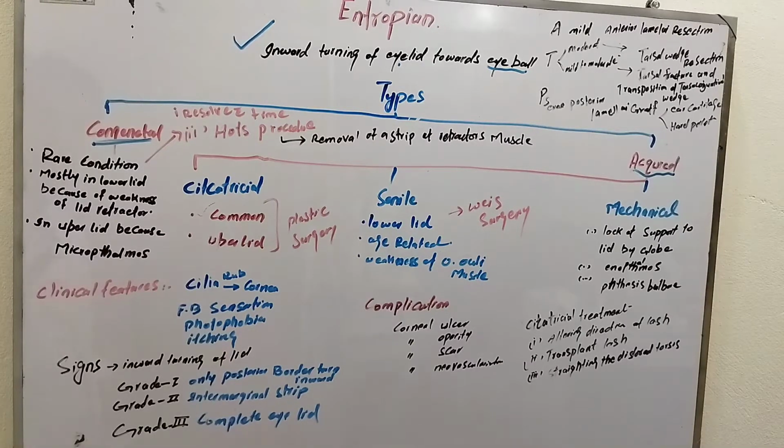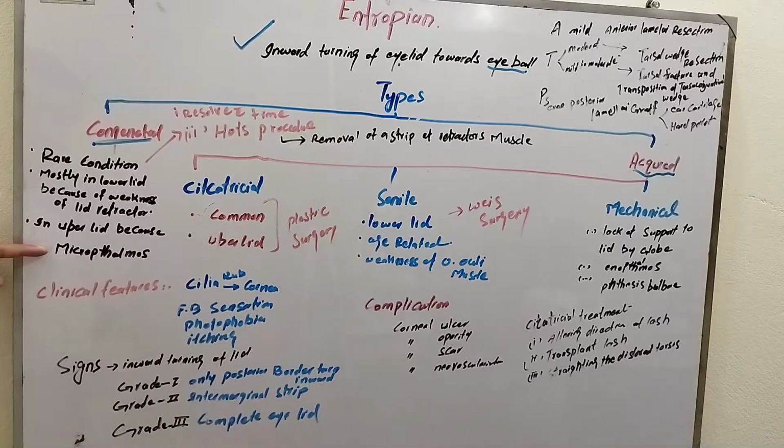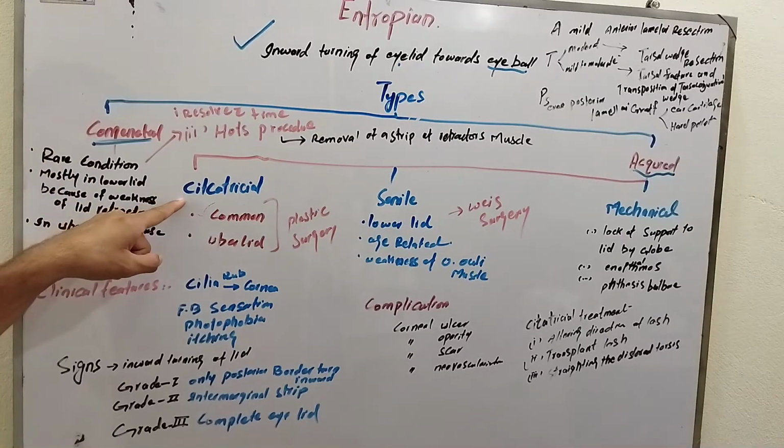If in any case it develops in the upper lid, then this develops because of macrophthalmos. What is macrophthalmos? Basically, when the eyeball is larger in size as compared to a normal eyeball, the mechanical support provided by the globe to the eyelid will decrease. Because of the decrease of that support, there will be entropion in the upper lid. I have explained congenital entropion.